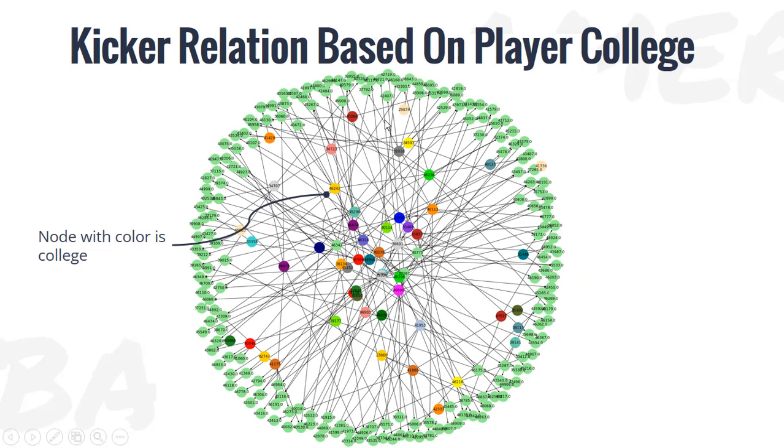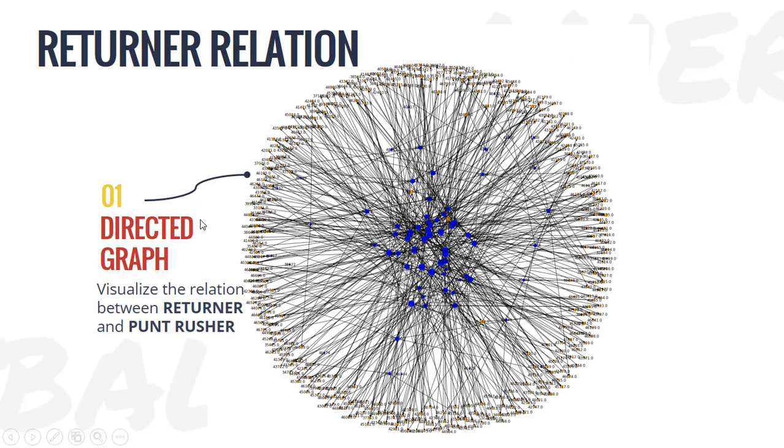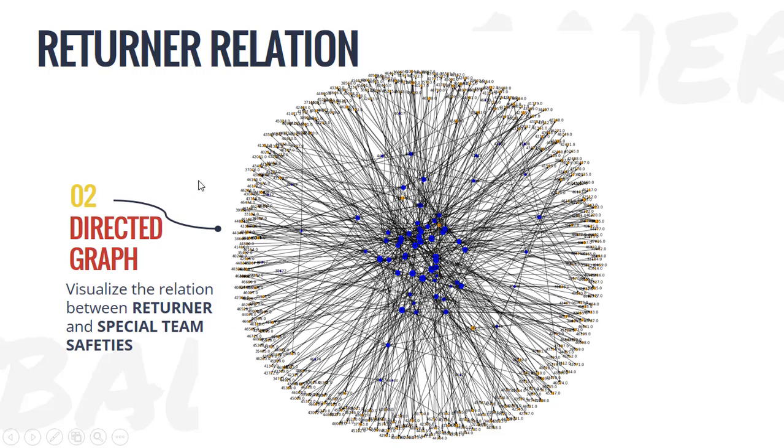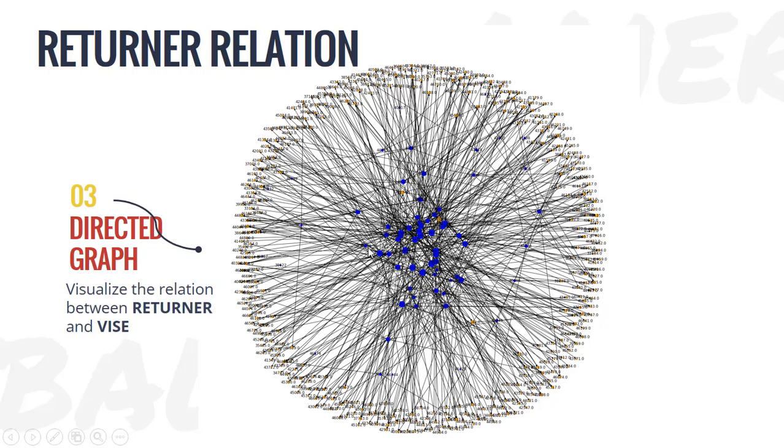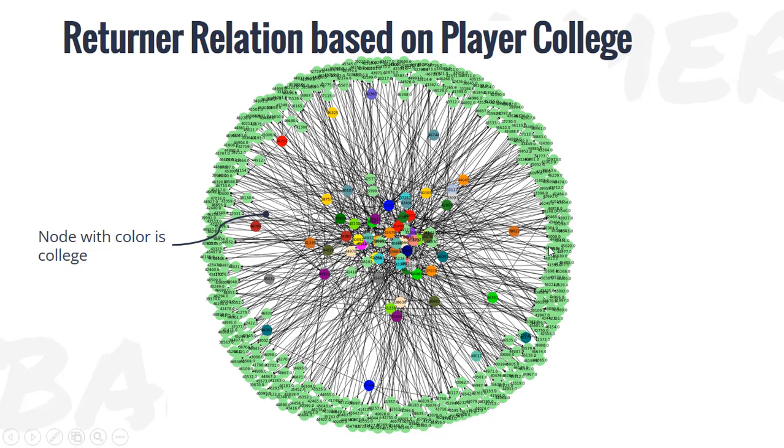Then, this is an example of player-kicker relationship based on the player's university. Each colored node represents the player's university. I also analyze the relationship between the returner and the support system. In each graph, we do not see a self-loop, because in the defense position, in fact, each player will still move as the position in the formation. And this graph represents the returner based on the player's university.